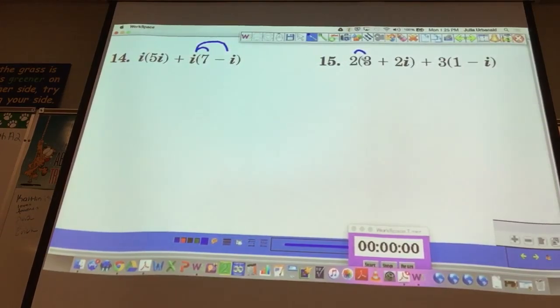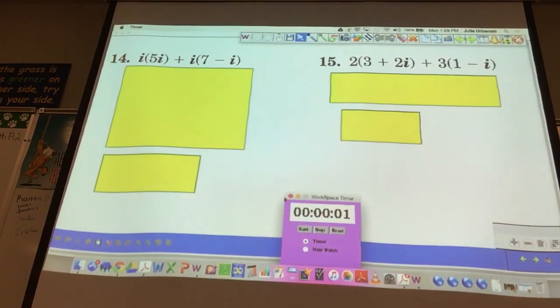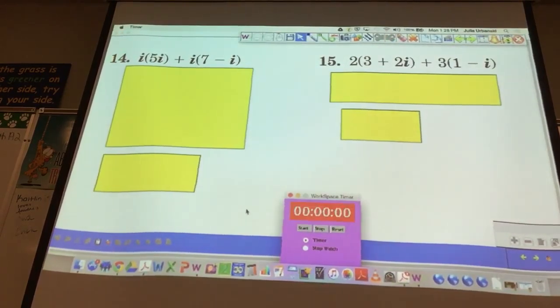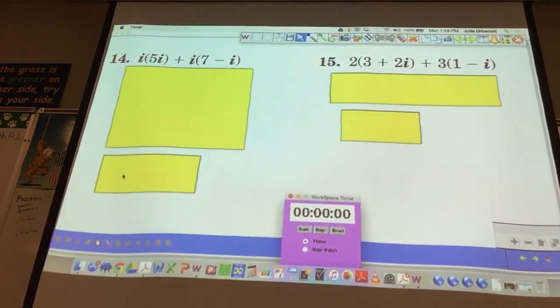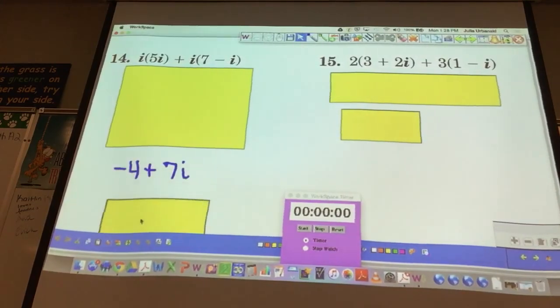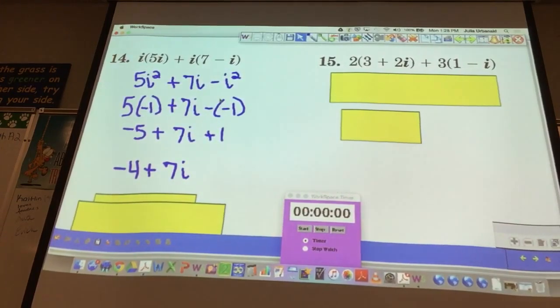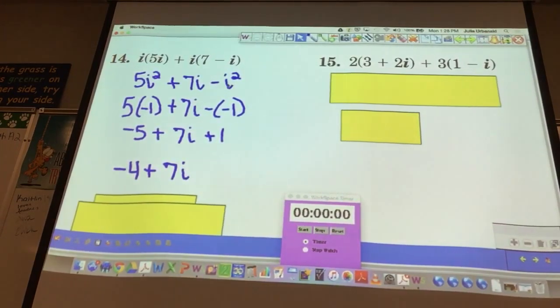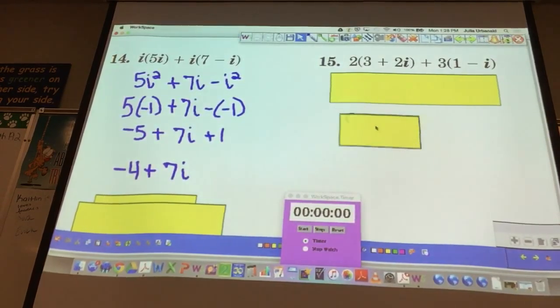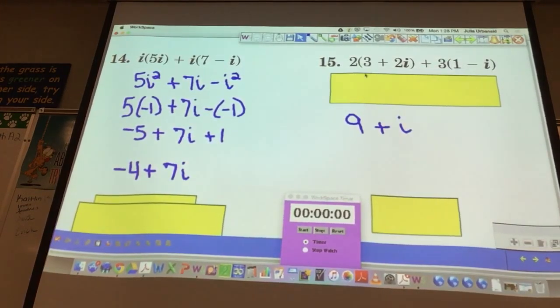Okay, well you're back to that one. I'm looking at number 15 now. What do you do right here with the 2? Distribute and stop. Then what do you do with the 3? Distribute. Okay, do all of that. I'll give you a little extra time for these. 14, what did you get? Negative 4, yeah, my bad. Alright, excellent. A couple people got stuck here. It's minus i squared, which makes minus a negative, which turns into a plus. 15, what do we get? 9 plus i. Good job.